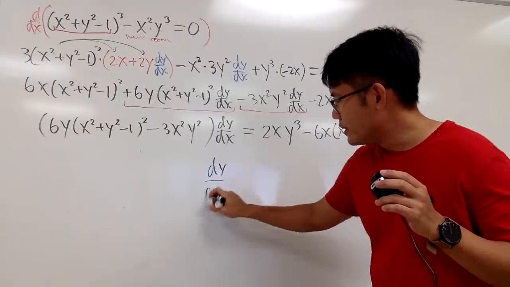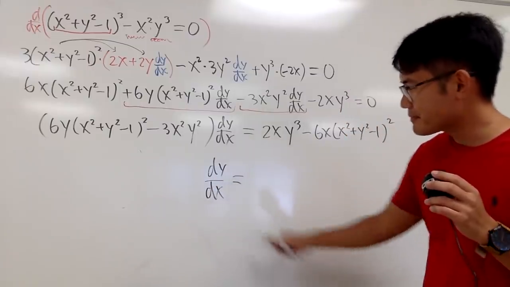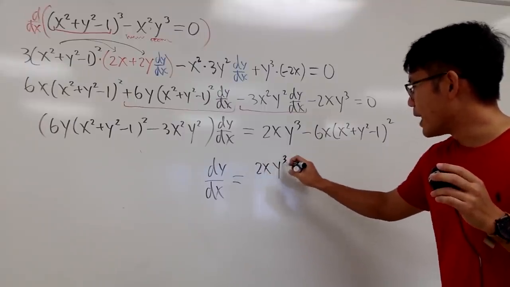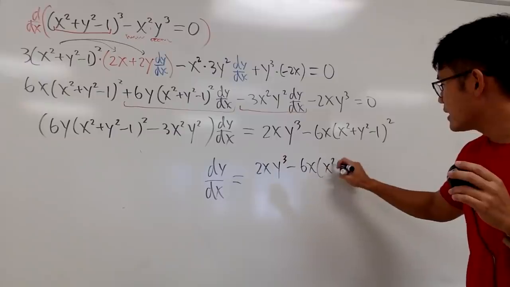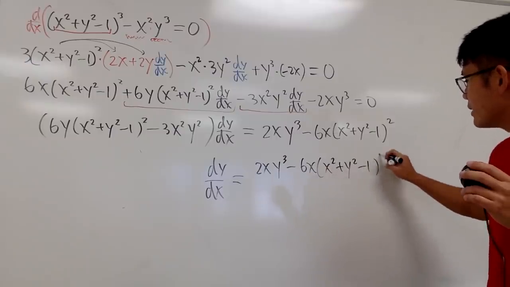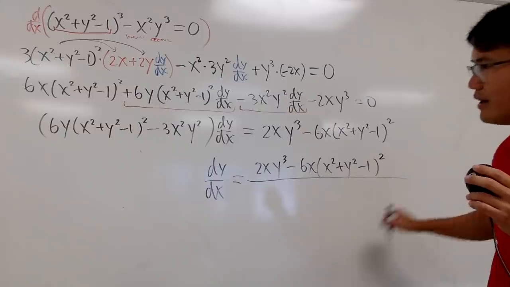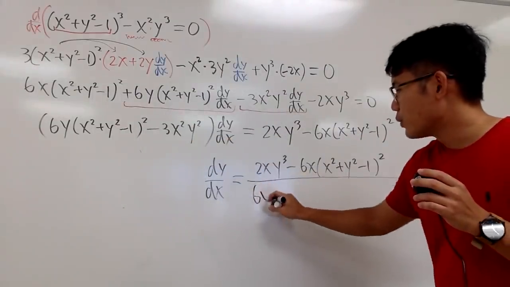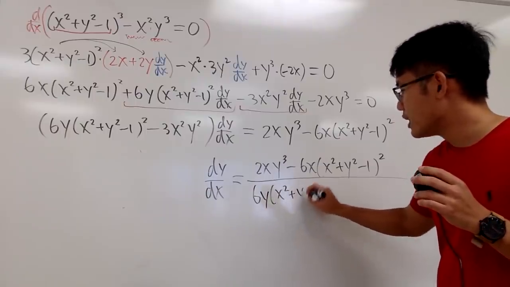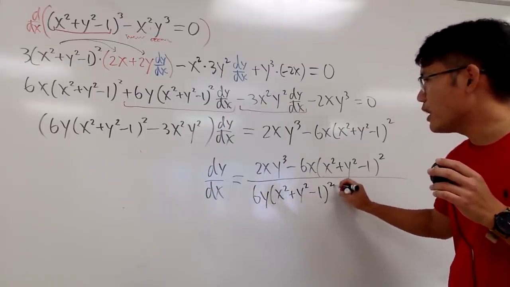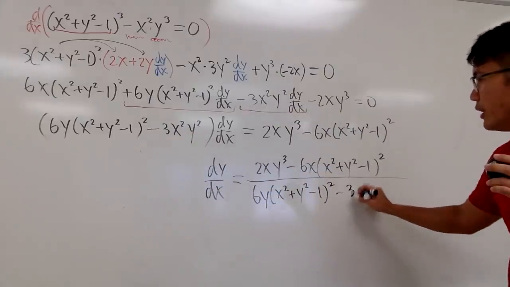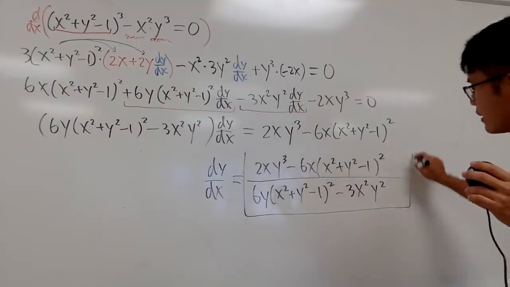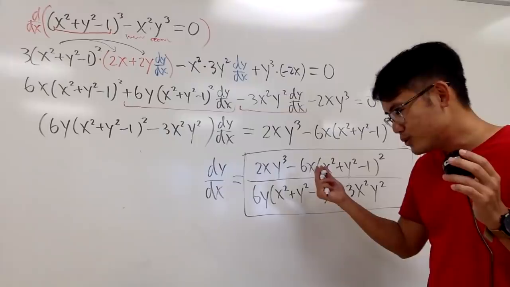So I will finish this for you guys. So dy dx, I will write this down again, namely 2x y to the third power minus 6x times x squared plus y squared minus 1 to the second power, all over that. And perhaps I'll just write that down first. 6y parentheses x squared plus y squared minus 1 squared, and then minus 3x squared y squared. And with all this, we are done. I told you it's not that bad, right?